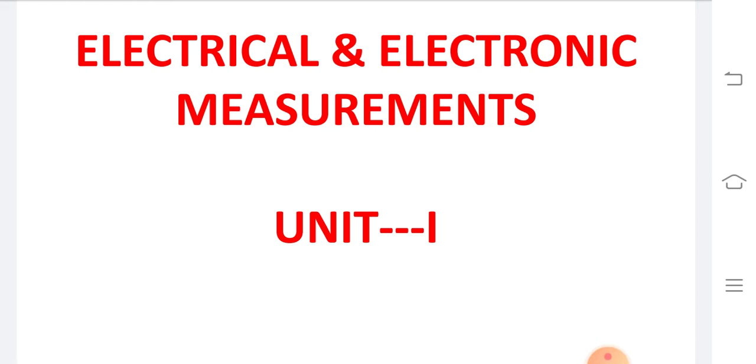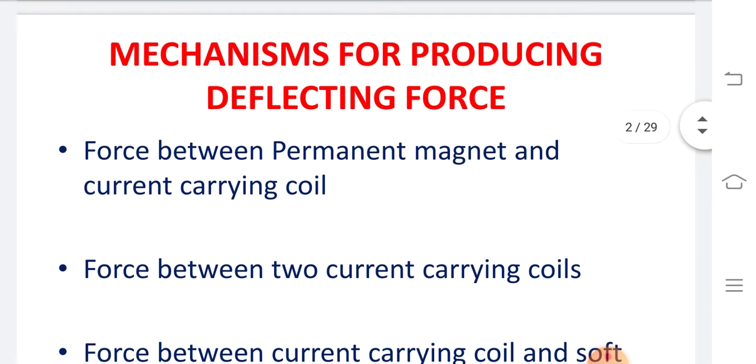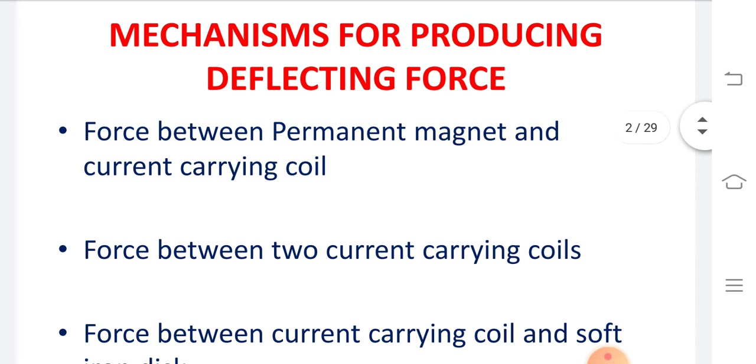Today we are going to discuss the different mechanisms required to produce different types of torques, that is deflecting torque, controlling torque and damping torque. As you all know, there are three different types of forces that are required to operate an instrument in a satisfactory manner. They are deflecting force, controlling force and damping force. So now we shall see the different mechanisms that are available to produce those different types of forces.